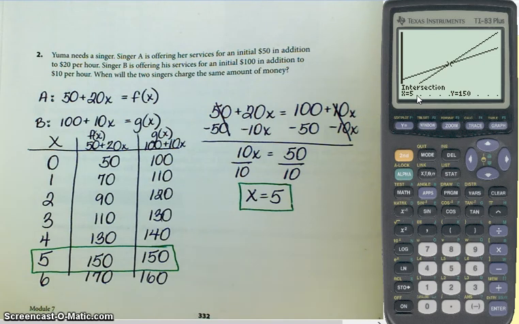Okay, so that's another way that you can figure out the solution to this particular situation. Okay, X means 5 hours, and what would they be charging for 5 hours? Both of them would be charging $150, which is why the line intersects at that point. Okay, let's look at the other one that we did in class as well. That was number 5 on page 333.